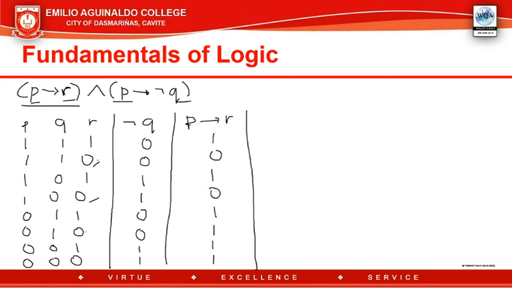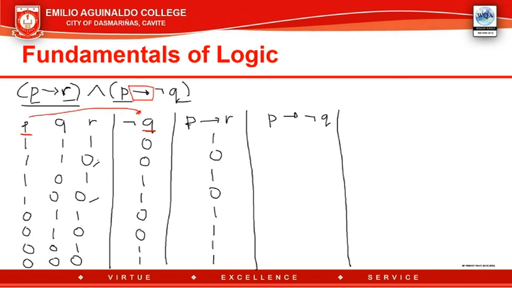Okay, so next is P implied negation of Q. So we have P implied negation of Q. Okay, we're going to look at these values. Let me just use a different color of pen. So dito na tayo at dito sa part na to. Okay, compare natin sila. Tingnan natin yung implication.